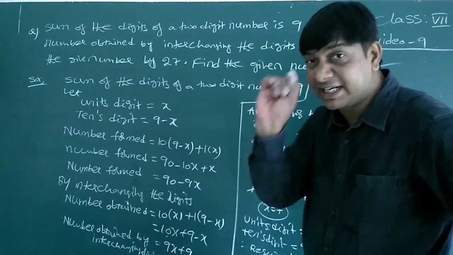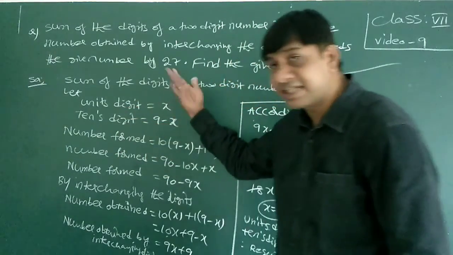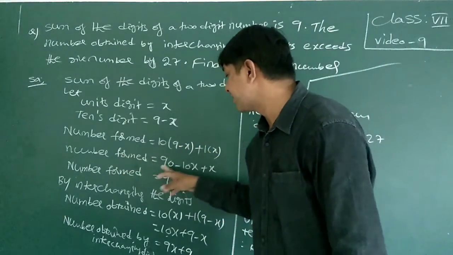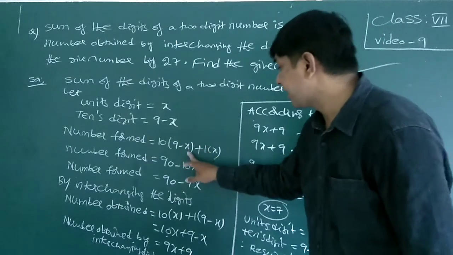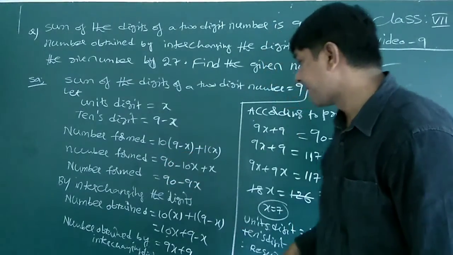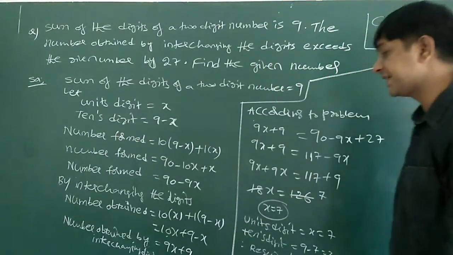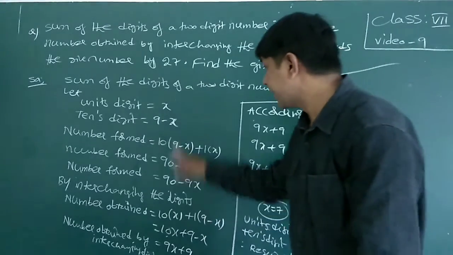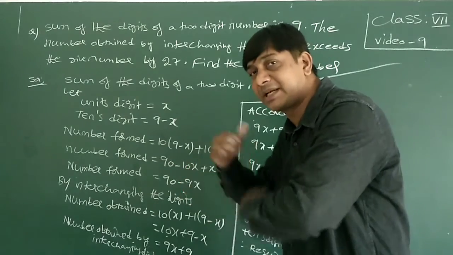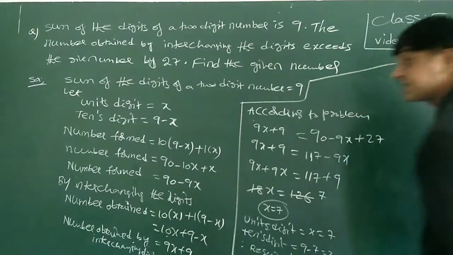That is how I explained each and every step here. The number formula is 10 times the tens digit plus 1 times the units digit: 10 into (9 minus x) plus 1 into x, which is 90 minus 10x plus x, that is 90 minus 9x. By interchanging the digits, the number obtained is 10 into x plus 1 into (9 minus x). The units place becomes the tens place, so the number obtained is 9x plus 9.